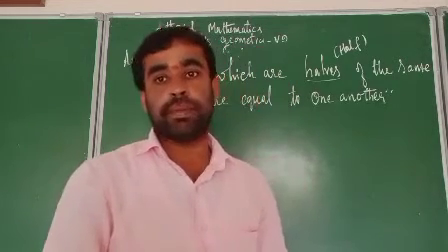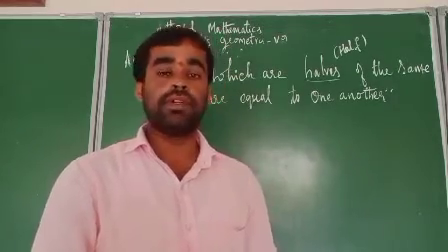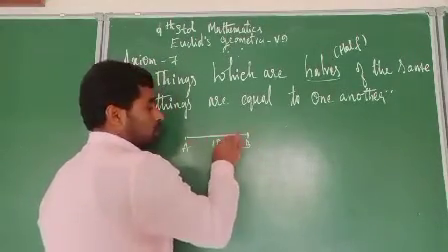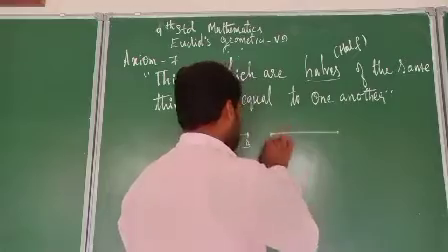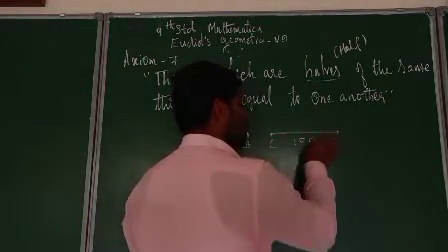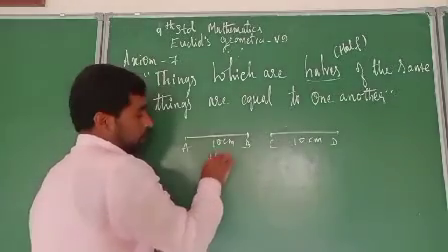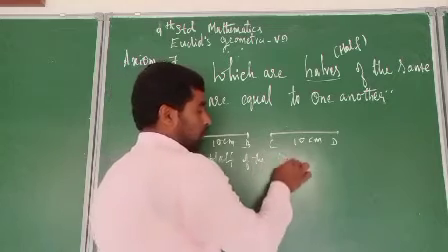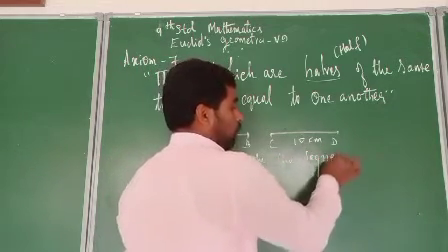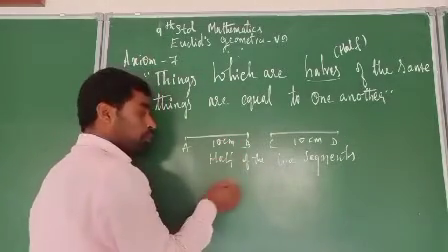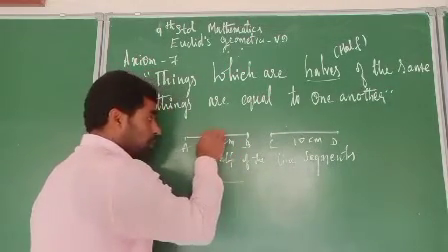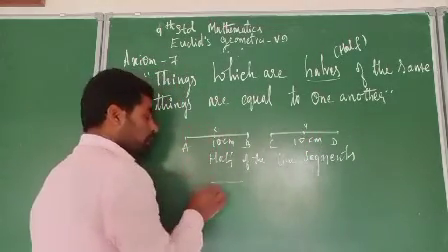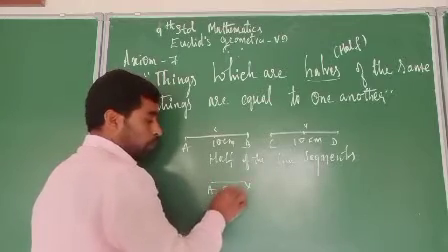You can take any example. So if you want, you can take a line segment AB which is equal to 10 centimeter. Again, I will take another line segment CD which is equal to 10 centimeter. So take half of the line segments. Half of AB becomes 5. I will mark it as X and here I will mark it as Y. They are the midpoints. Then AX is equal to 5.